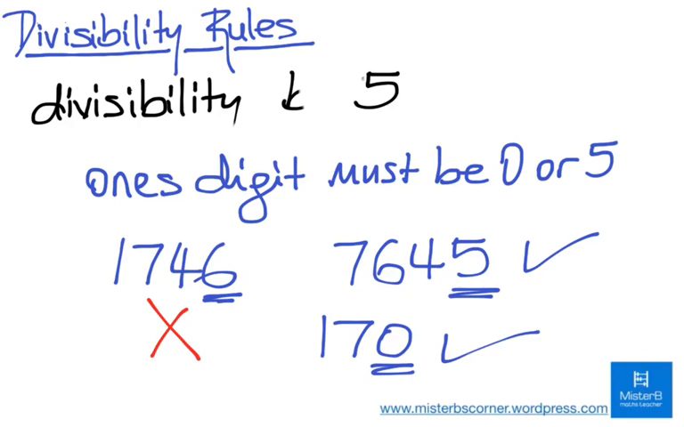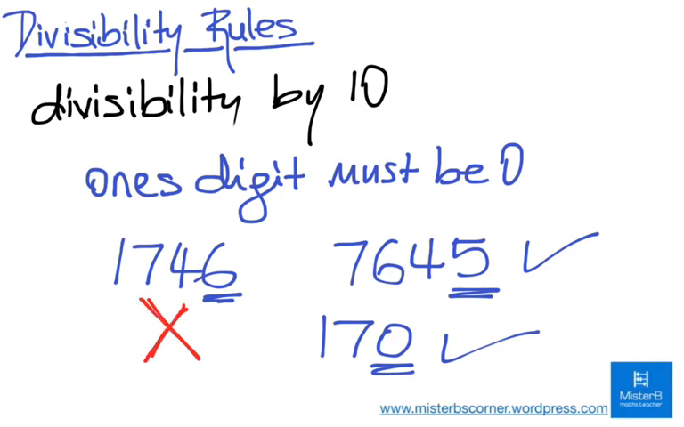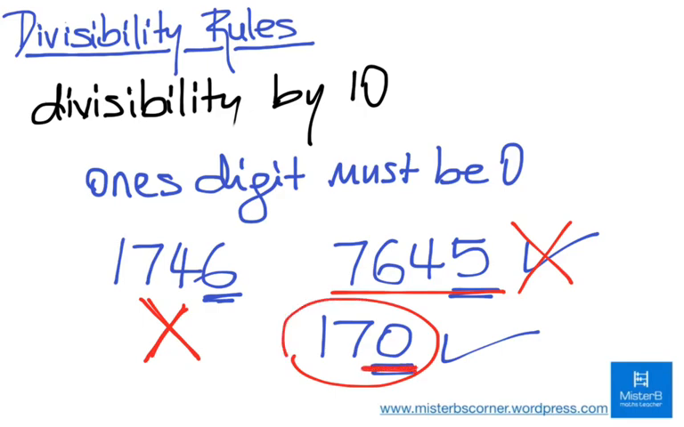If we consider divisibility by 10, so let's try it again, by 10, then the number, the ones digit, must be 0 only. So in that case, well, 1746 is still not divisible. Now here, 7645 is not divisible by 10, whereas 170 will, because it ends with a 0.